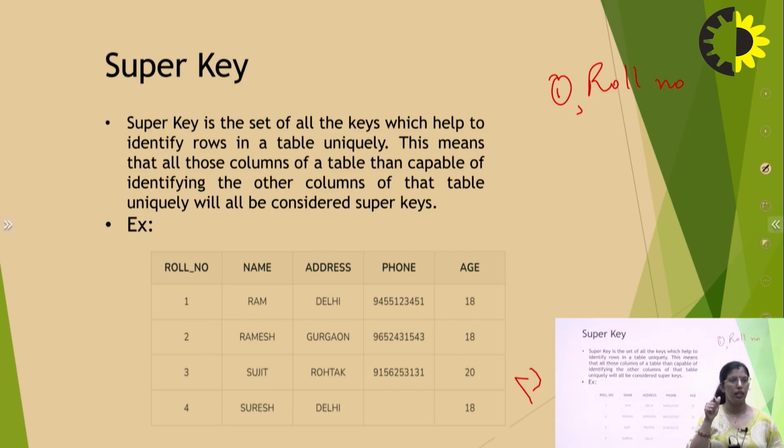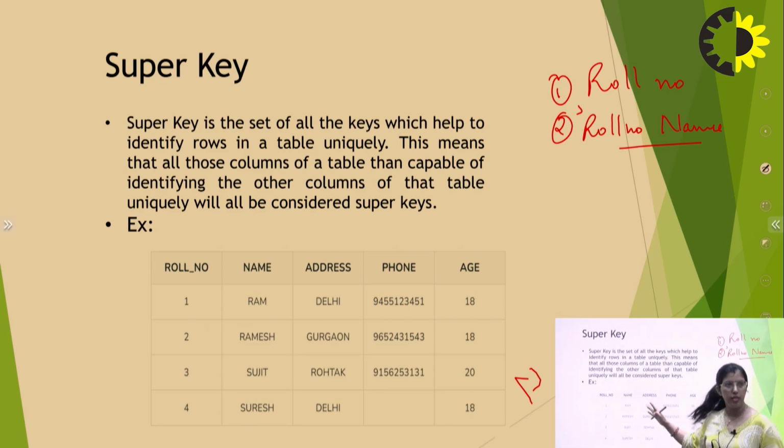Only if we use roll number, then we can identify each particular student. Like roll number 3 is for Sujit, roll number 1 is for Ram. We can identify each row uniquely. Then along with roll number, we can have name. Using these two attributes, we can also find the tuples uniquely.